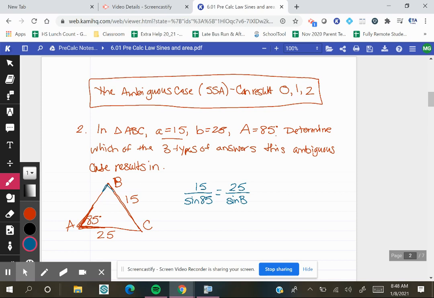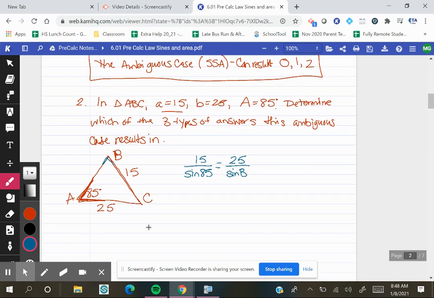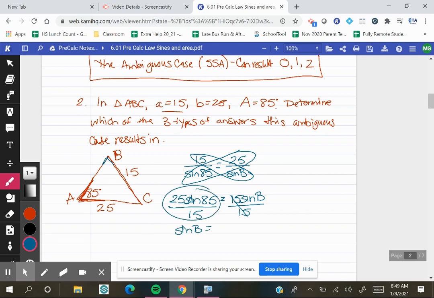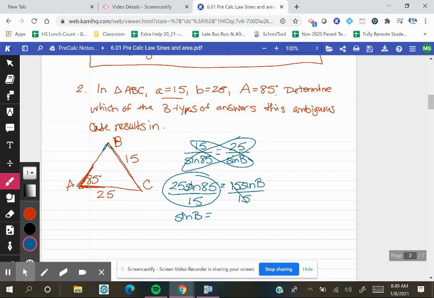So the ambiguous case here is going to happen when we're looking for a missing angle. Now, just like before, we're going to cross multiply, writing the number out in front of the sine. So 25 sine 85 equals 15 times sine of capital B. Divide both sides by 15 to isolate our sine. And go ahead, take a moment, pause the video, and type this side right here into your calculator and get your decimal.